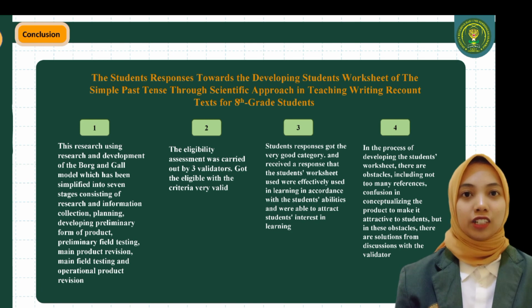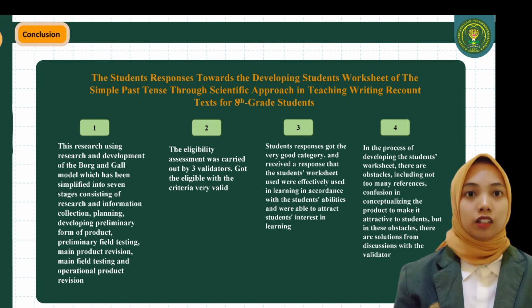And the second conclusion is the eligibility assessment was carried out by 3 validators, and it got eligible with the criteria very valid. And the third conclusion is student responses got the very good category and received a response that the student worksheet used was effective in learning, in accordance with the students' abilities, and was able to attract student interest in learning. And the last conclusion is about the process of developing the student worksheet.